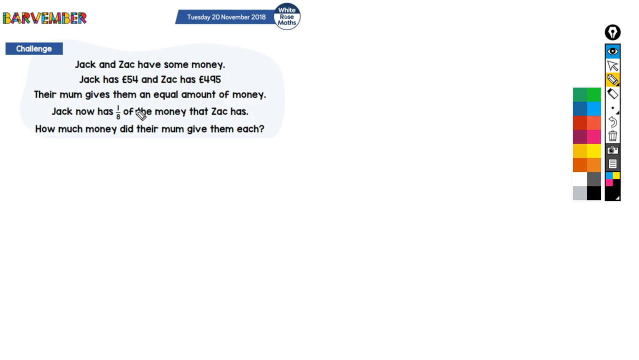Okay, so Jack and Zach have some money. Lucky them. Jack has £54 and Zach has £495. Their mum gives them an equal amount of money. Jack now has 1/8 of the money that Zach has. How much money did their mum give them each?